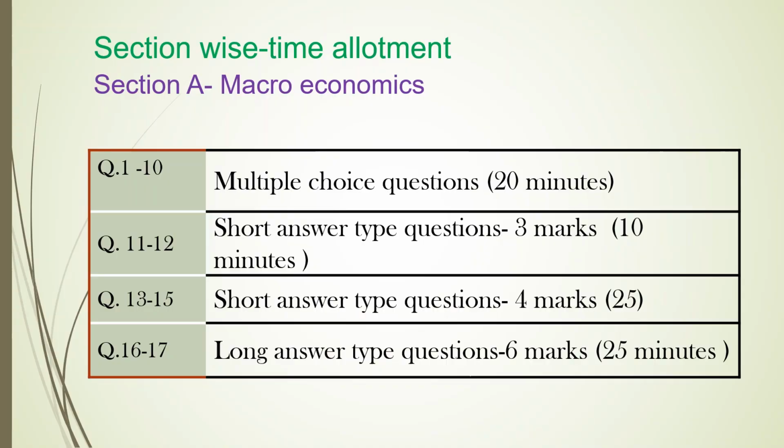Now, let's look at the section-wise time allotment for macroeconomics. Question number 1 to 10, multiple choice questions, and the time you can allocate is 20 minutes. Next, question number 11 to 12, short answer type questions. We have 2 questions and you can allocate 10 minutes. Question number 13 to 15, short answer type questions, and we have 3 questions and you can allocate 25 minutes. And the last section is long answer type questions, question 16 and 17, and each carry 6 marks and you can allocate 25 minutes for them.